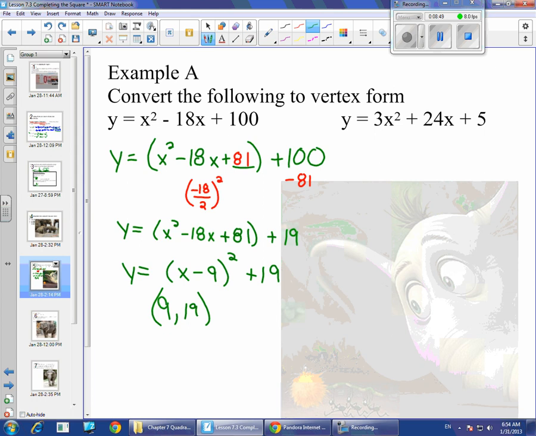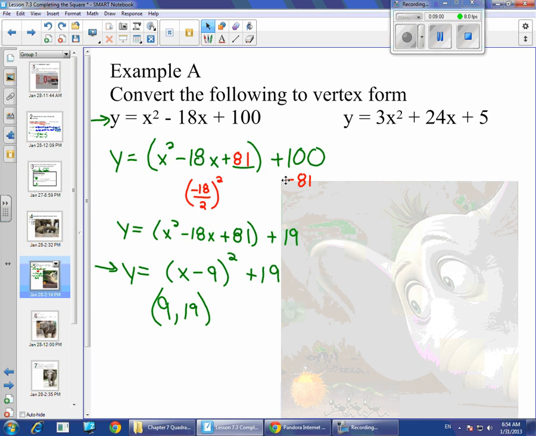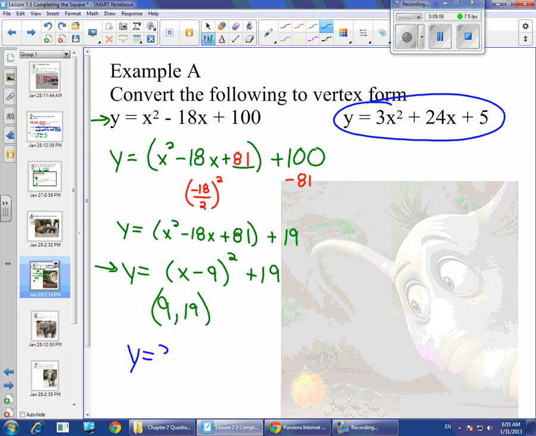I can take a general form, convert it into a vertex form, and then figure out where the vertex is. Now we've got to do one more, and this one is going to be a little bit different. I'll just copy this one down below, starting off with y equals.